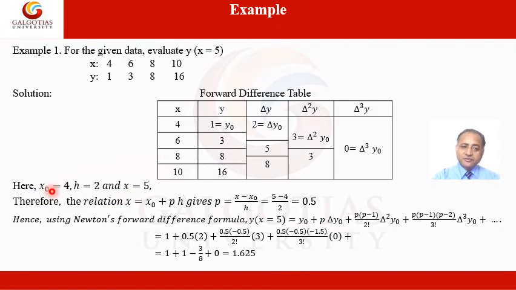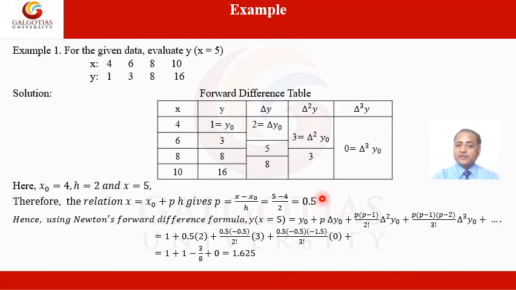With the help of these values, we can easily calculate the value of p, which is x minus x naught divided by h. x is equal to 5, x naught equal to 4, h equal to 2, that is 5 minus 4, 1 divided by 2, 0.5. It is the value of p.